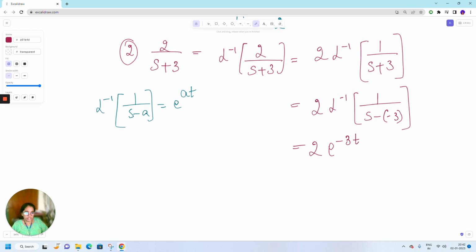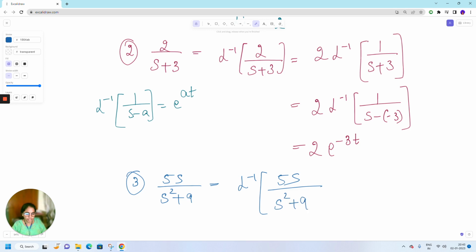Now let me write down the third question. Say we have 5s divided by s square plus 9. What should we find? We should find Laplace inverse of 5s divided by s square plus 9. 5 is a constant. Let me take that out. Laplace inverse of s divided by s square plus, I'll write 9 as 3 square.